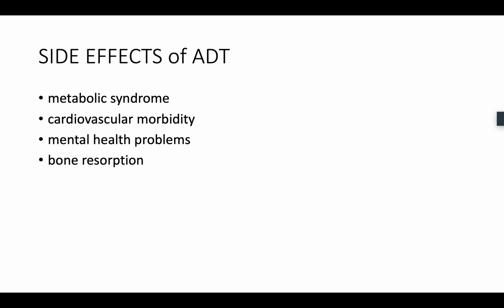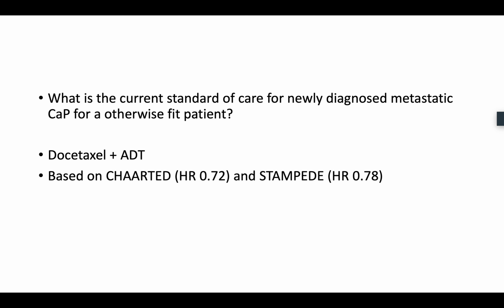Coming to the treatment part, what is the current standard of care for a newly diagnosed metastatic prostate cancer for an otherwise fit and well patient? So the standard of care is just to give hormonal treatment in the form of LHRH agonist. However, we have evidence from the STAMPEDE trial that if the patient is given upfront chemotherapy or the new anti-androgen therapy, then there will be a survival benefit.